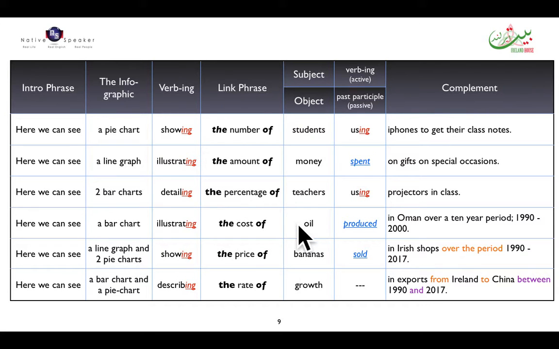The cost of oil produced in Oman. Well, oil doesn't produce itself. It has to be produced by somebody. So this is passive. Past participle produced. Bananas don't sell themselves, so the price of bananas sold.